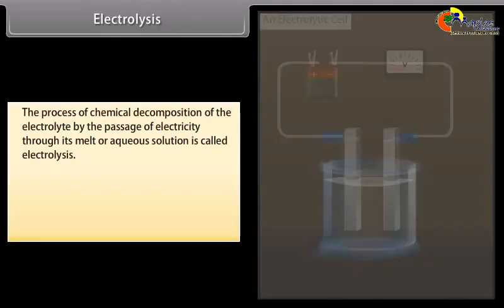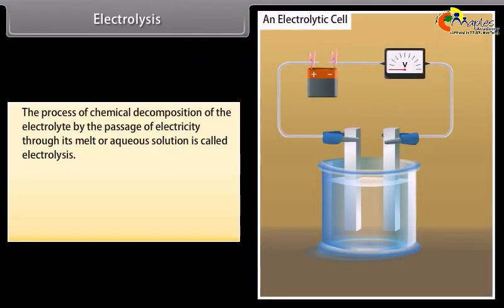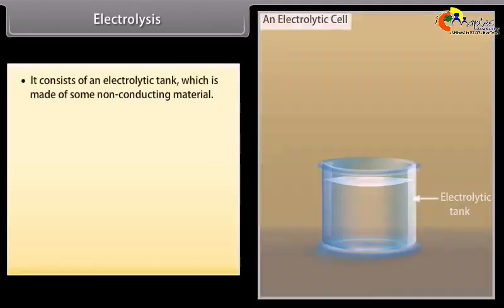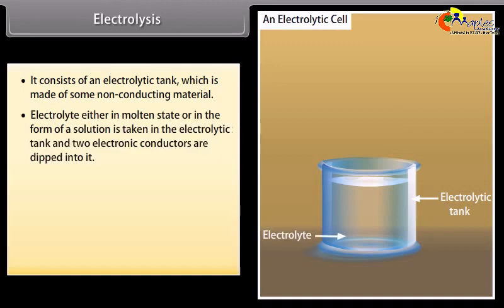Electrolysis. The process of chemical decomposition of the electrolyte by the passage of electricity through its melt or aqueous solution is called electrolysis. Electrolytic cell. The apparatus in which the process of electrolysis is carried out is called electrolytic cell. It consists of an electrolytic tank which is made of some non-conducting material. Electrolyte, either in molten state or in the form of a solution, is taken in the electrolytic tank and two electronic conductors are dipped into it.